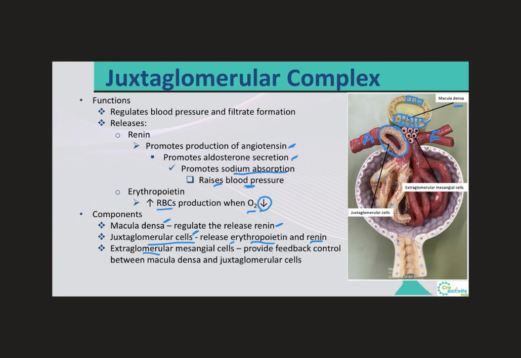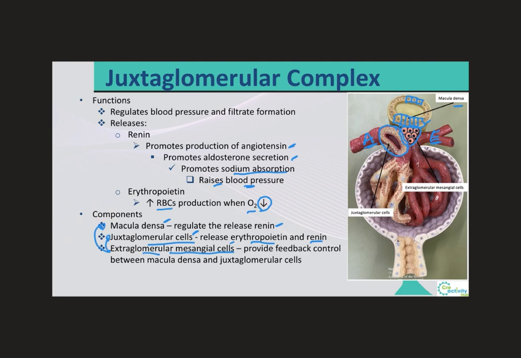Now, the last component of the juxtaglomerular complex are the extraglomerular mesangial cells. And they were not represented on the model, so I did draw them here. They're going to be located in the triangular space between the afferent and efferent arterioles. And these cells will provide feedback control between the macula densa and the juxtaglomerular cells.